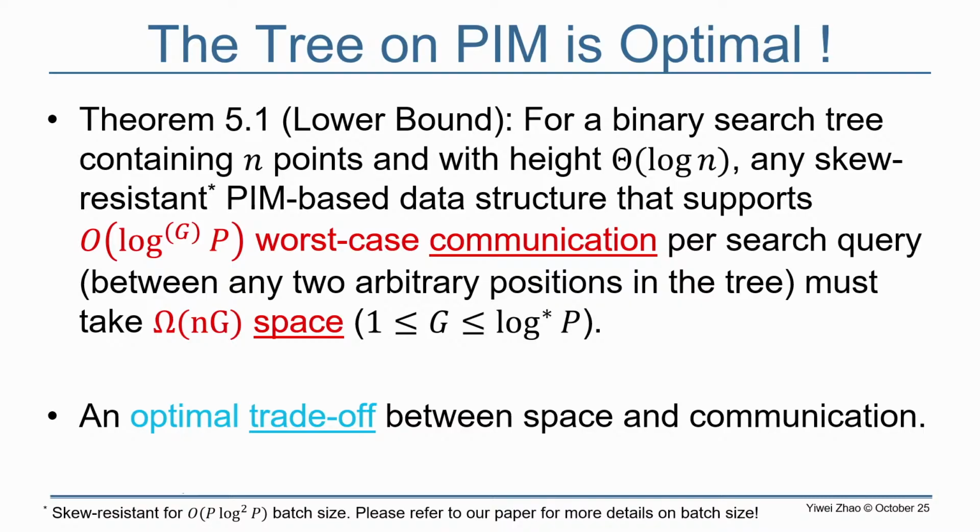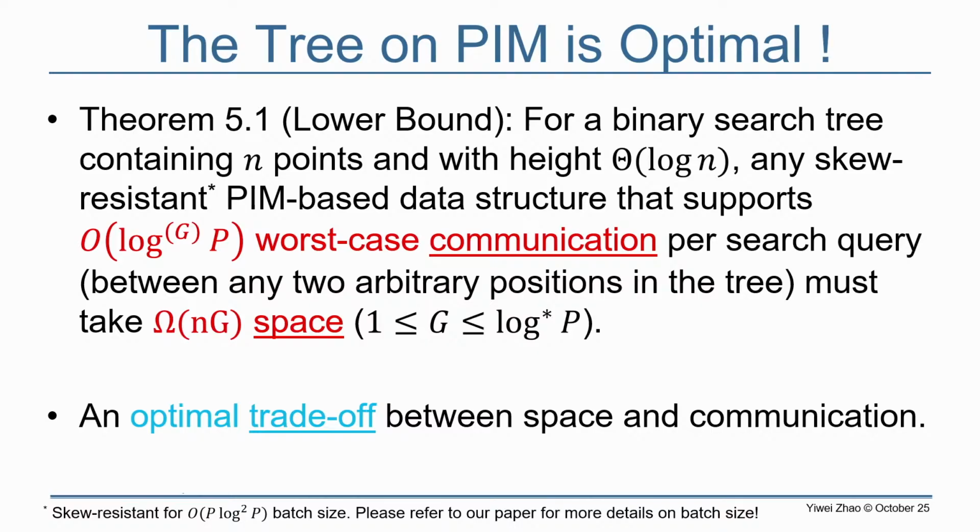So basically, we assume that we fix the batch sizes. If you're interested in batch sizes, please refer to our original paper, but we just fix the batch sizes here. Then any PIM-based data structure, which means trees here, that supports O(log^G P) worst-case communication per search query must take space of Omega(n/G). So as you can see here, if we choose G to be log star P, the communication and the space overhead is the same as our upper bound design.